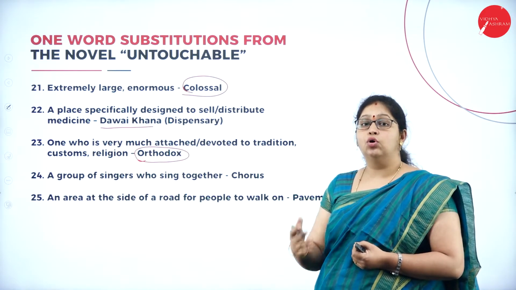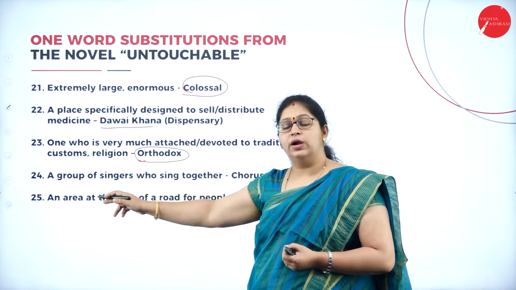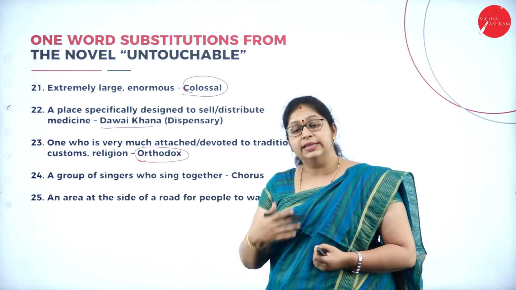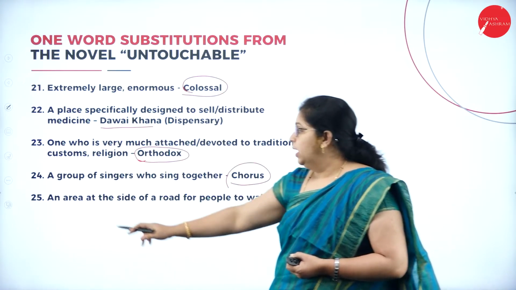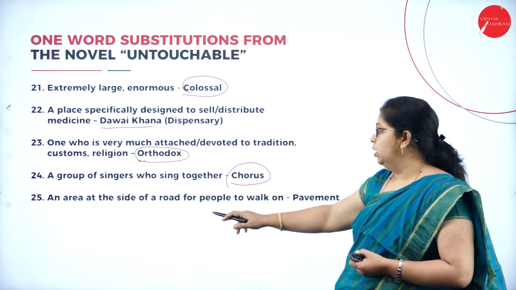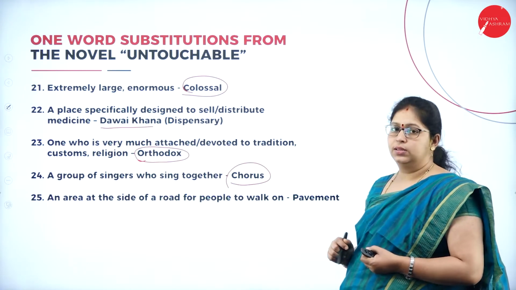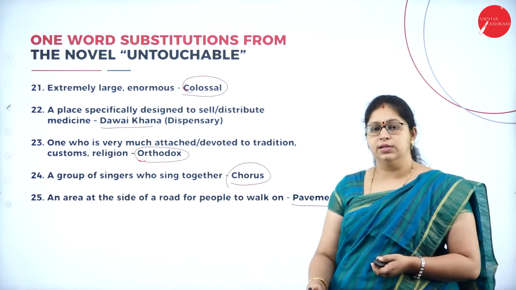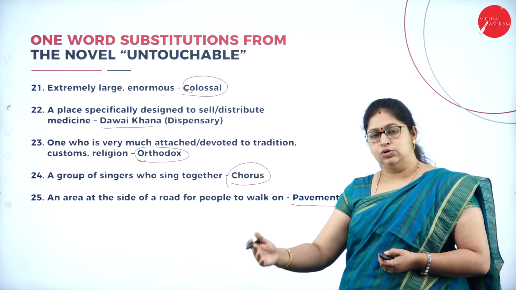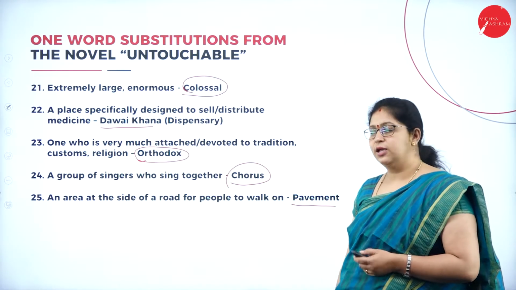So that is chorus. The group of singers are called a choir. When they sing, that singing is called chorus. Okay. An area at the side of a road for people to walk on. You know, that is pavement. So where people walk, that area next to the road, beside the road, is called pavement.